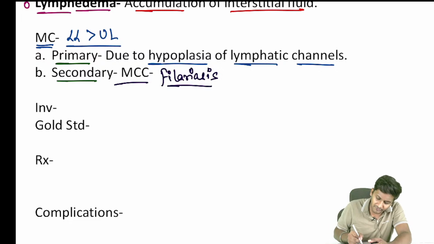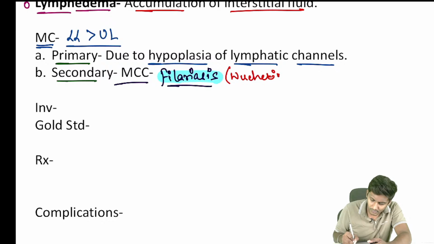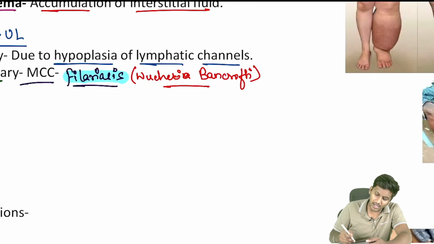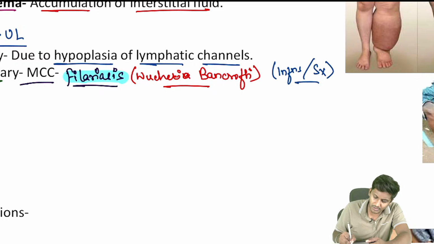So that lymphatic filariasis or Bancroftian filariasis, caused by Wuchereria bancrofti, is the basic one which is going to cause a lot of problems. No issues with this, anybody? And definitely other causes can be a lot of infections. It can be a lot of surgeries as well which will be responsible.